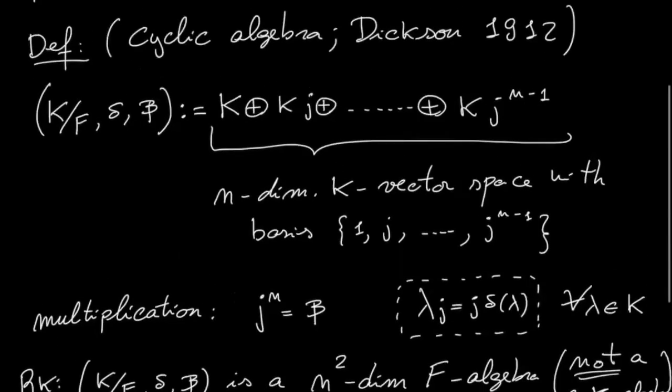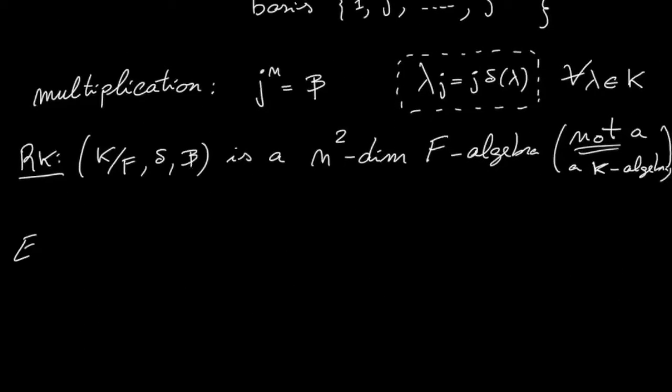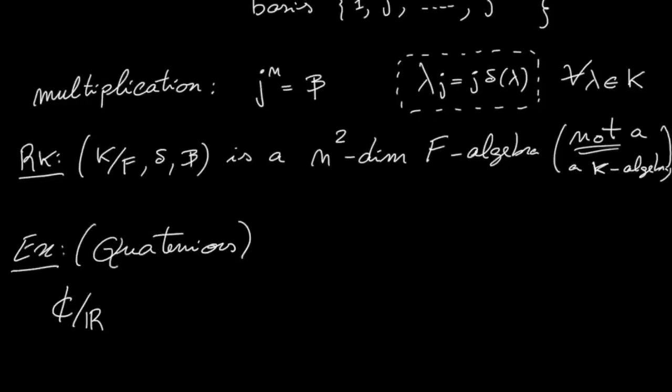And this definition actually generalizes the quaternions. So let's see why that is the case. An example are the quaternions. The claim is that if you consider the cyclic Galois field extension of the complex numbers over the reals, and you take for generator of the Galois group the map that sends i to minus i, in other words the conjugation, and you take for beta minus 1, then this is isomorphic to the Hamilton quaternions.